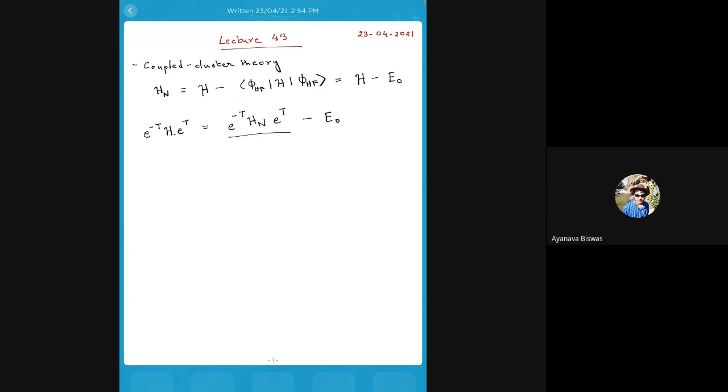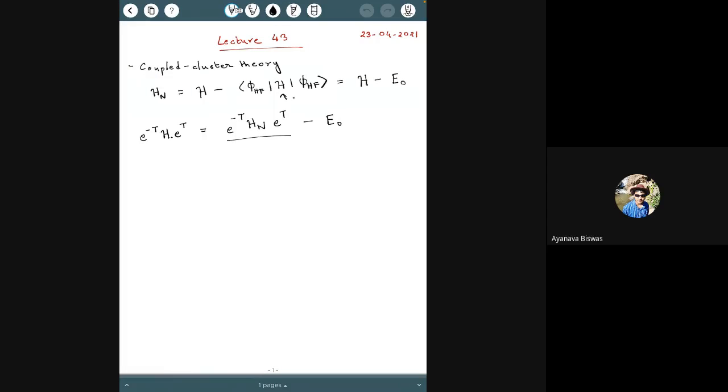So this is what we arrived at, and this is of course just a number which I can write as E0. So if you remember the operator equation for Hartree-Fock, for coupled cluster, it looked like this.